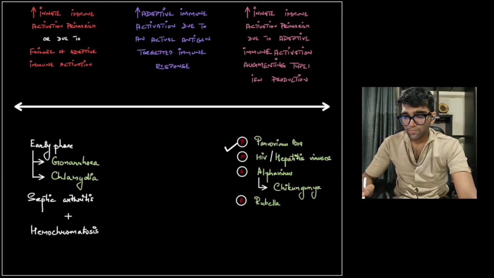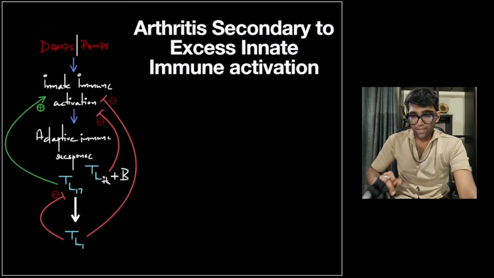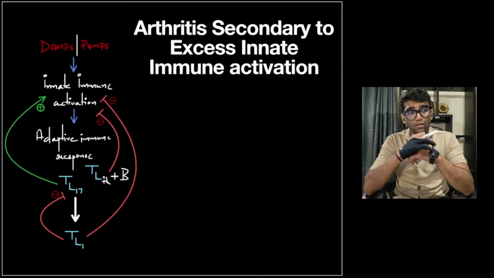So that is parvovirus B19, H for hepatitis viruses and HIV, A for alphaviridae, that is alpha viruses like chikungunya, and R for rubella. Okay, now coming to the individual topics.